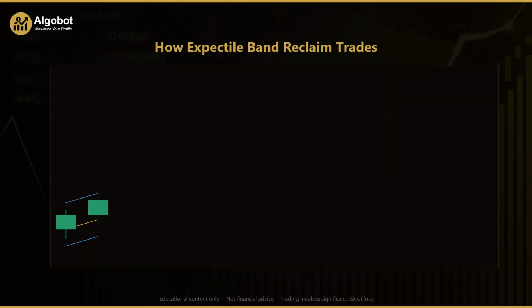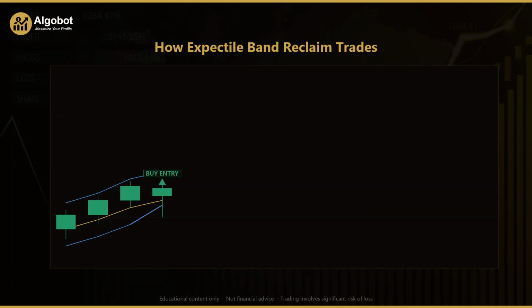Let's bring this to life on the chart. On screen, you can see a candlestick sequence with three lines drawn over it: the upper expectile band and the lower expectile band in blue, and the midline, our trend gauge, in gold. Watch how the bands behave. Because expectiles are asymmetric, in the rising market on the left, the upper band floats above the candles while the lower band tucks in close underneath them.